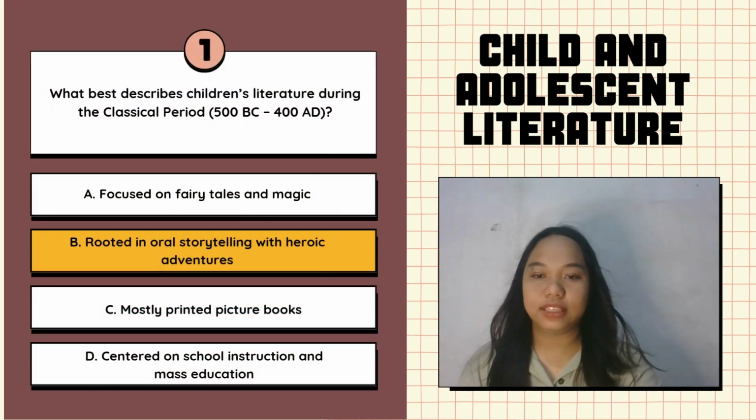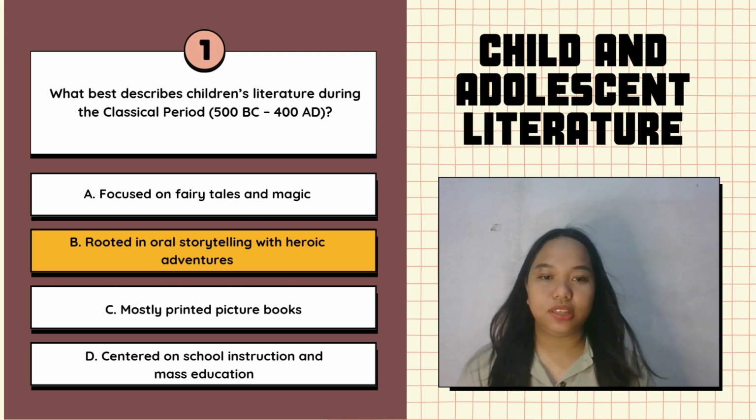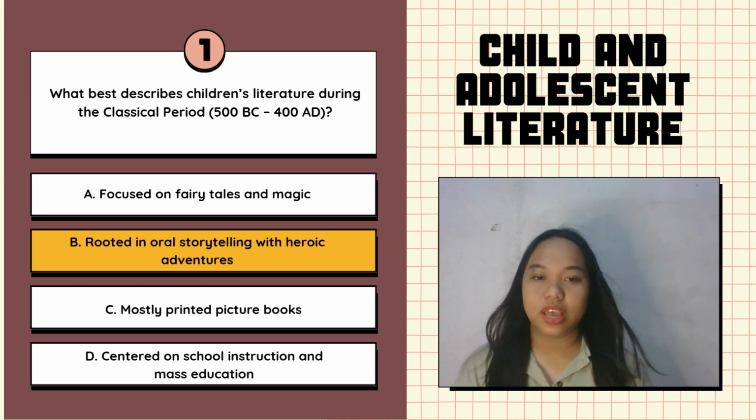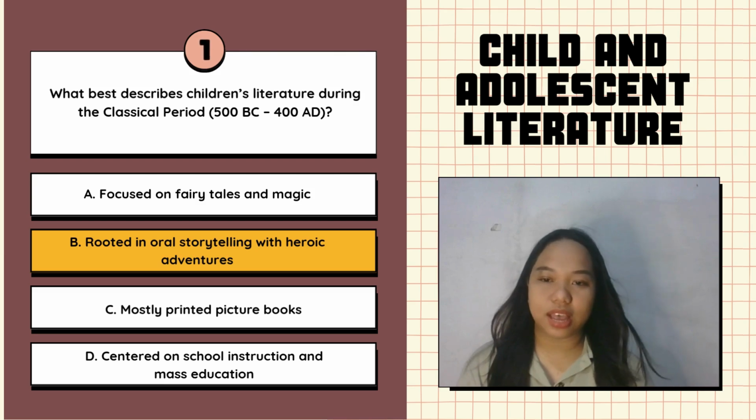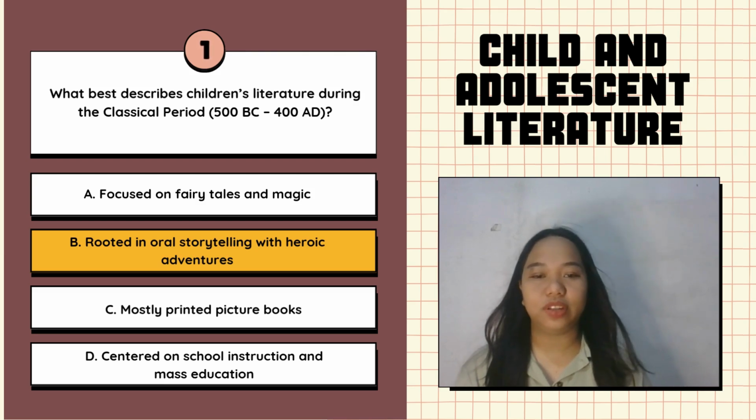Alright, the correct answer is letter B, rooted in oral storytelling with heroic adventures. So, during the classical period, children's literature did not exist as printed materials yet. Instead, it was rooted in oral storytelling. Stories were passed down by word of mouth. This included heroic and mythical tales like the Adventure of Hercules, Aesop's fables, the Iliad, and the Odyssey. These stories often taught moral lessons and were meant to reflect ideals of truth, beauty, and virtue.